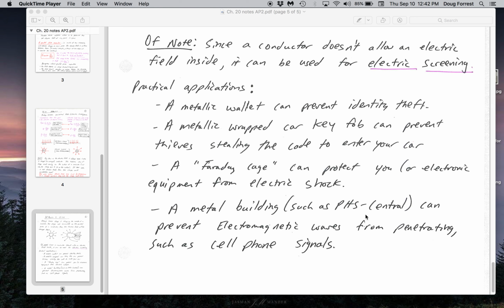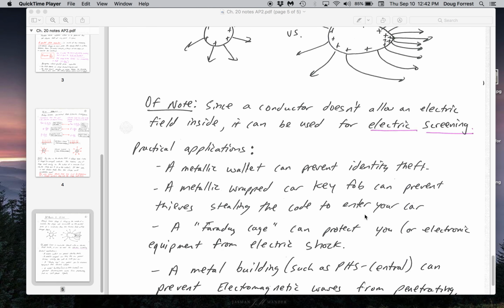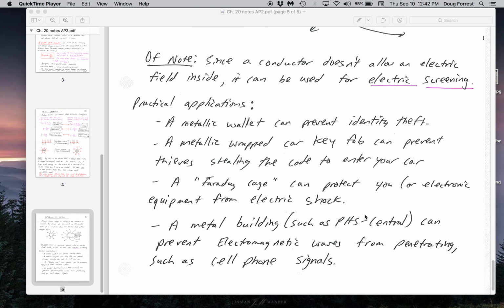Pickering High School Central is that way. The outer surface of the building is metal, not good for getting cell phone signals.